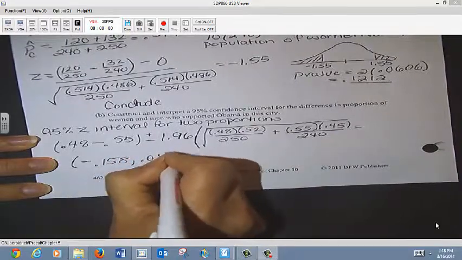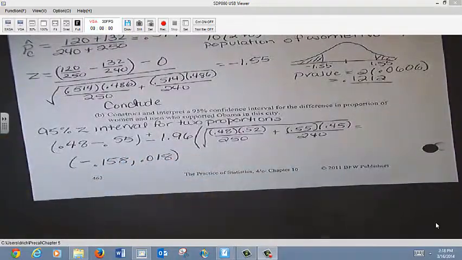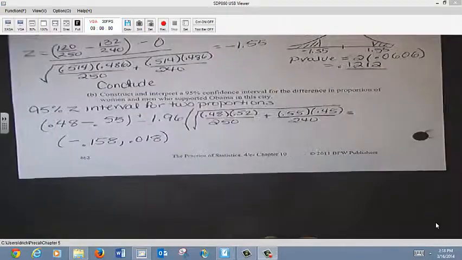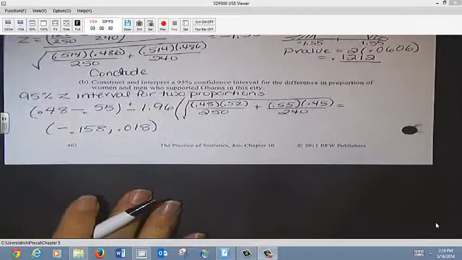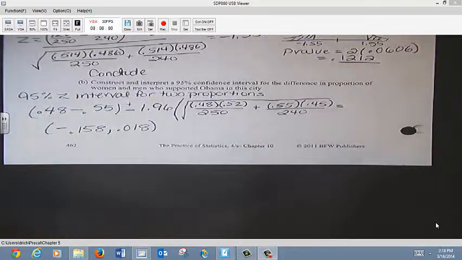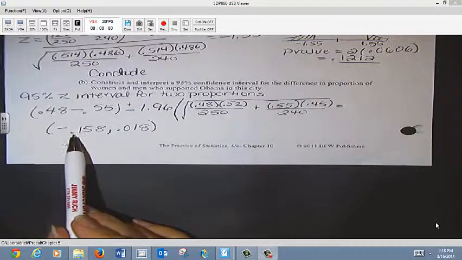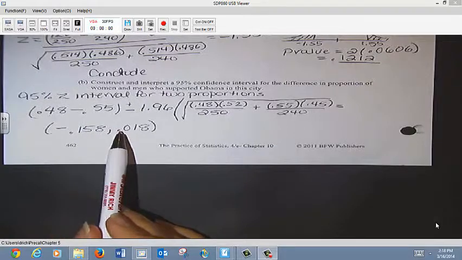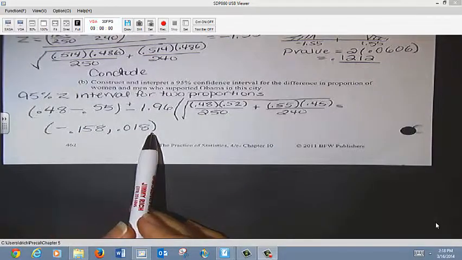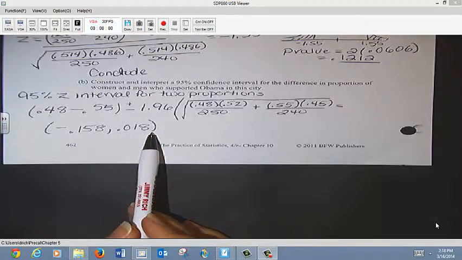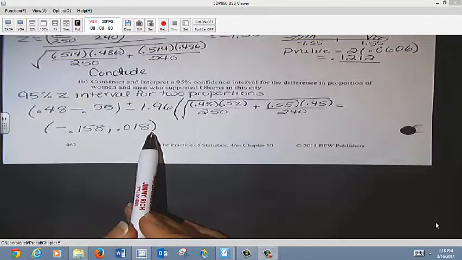Now sometimes this is harder to interpret because we're talking about a difference in two proportions. So really think about what you're saying. We are 95% confident that the interval from negative 0.158 to 0.018 captures the true difference in proportion of male and female voters who support Obama in this city. You might want to somehow say that we're talking about male minus female.